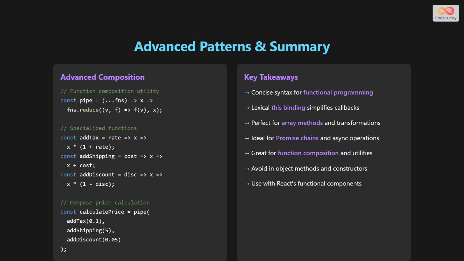As a summary, arrow functions provide a concise syntax for functional programming. The lexical this binding greatly simplifies the management of callbacks. They are perfect for array methods, promise chains, function composition, and creating utilities. You should avoid using arrow functions for object methods and constructors. They are also great to use with React's functional components. With these concepts in mind, you are well on your way to mastering the use of arrow functions in JavaScript.